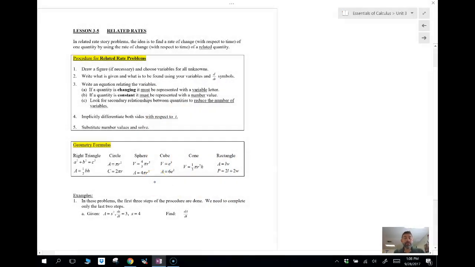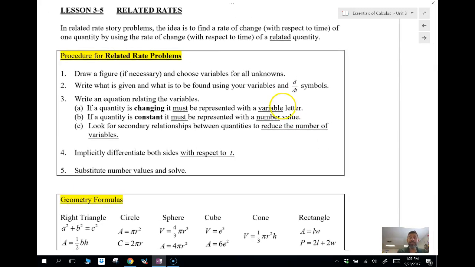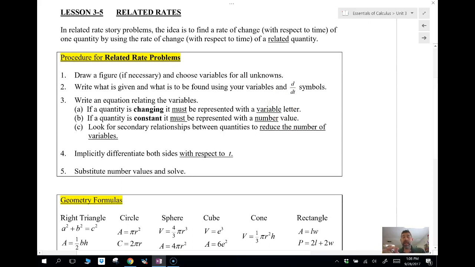There we go. All right, so a related rate is just a story problem. It's a context problem where we're looking at the rates of change with respect to time. So for all of these, we're going to take derivatives with respect to time. That means if we have an x or a y or an s or a v or a z, whatever it is, we're always taking the derivative with respect to time.